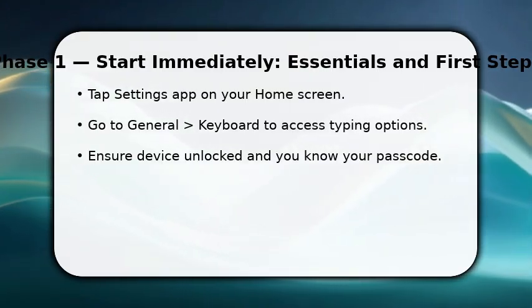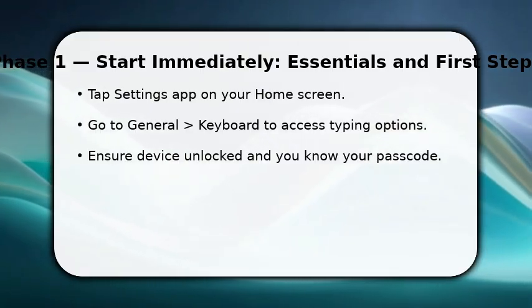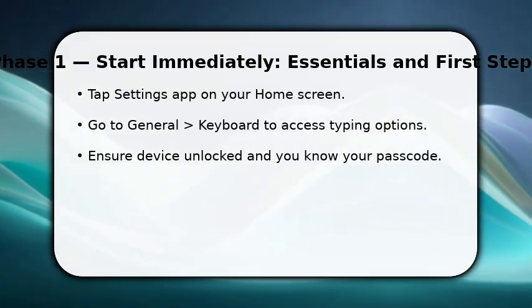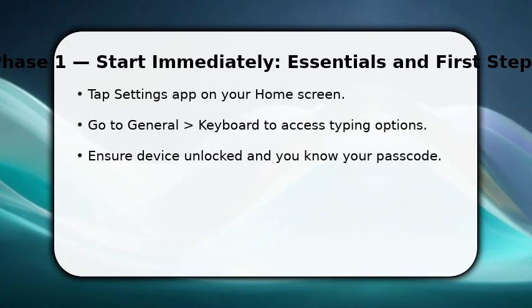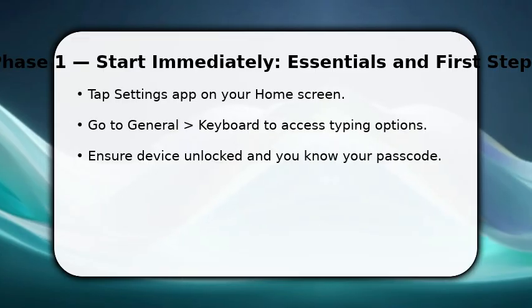Once you're on the keyboard screen, scan the list so you know where Predictive sits. Don't skip this step. It's the entry point to turning off suggestions. If you use multiple keyboards, note which one is active so you change the right settings.